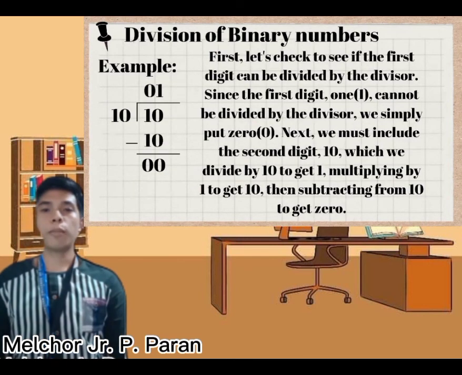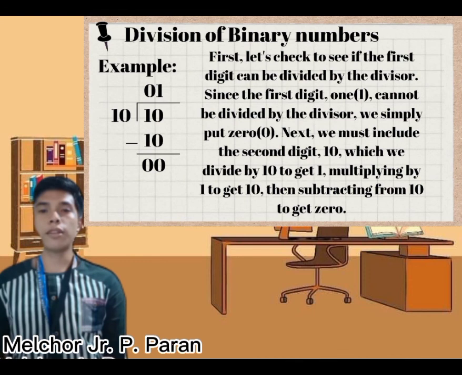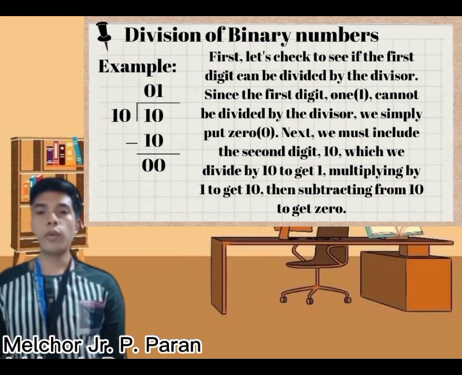The last operation of binary is the division of binary numbers. Example, 10 divided by 10. First, let's see if the first digit can be divided by the divisor. The first digit is 1, which can't be divided by the divisor, so we just put 0 on top. Next, we have 10 divided by 10. Then multiply: 1 times 10 is equal to 10. Then subtract: 10 minus 10 is equal to 0.